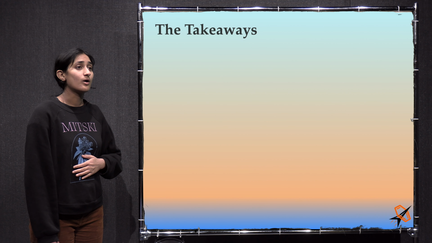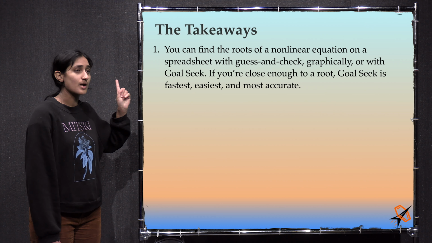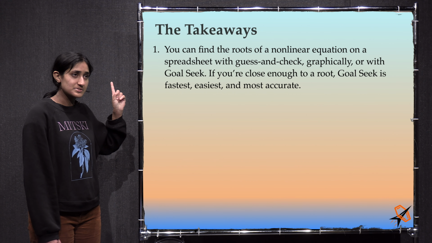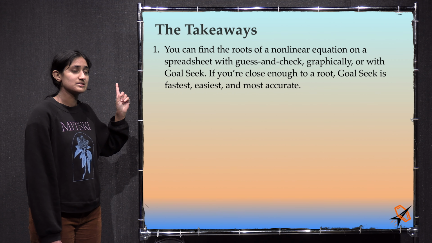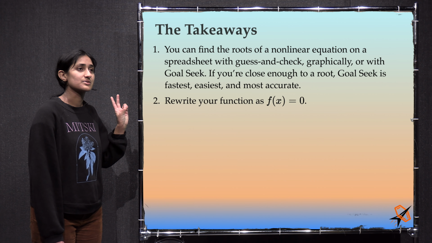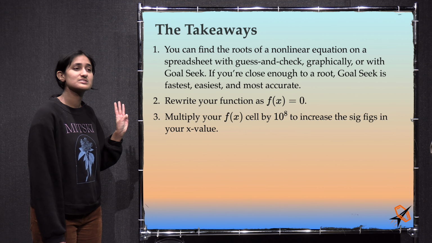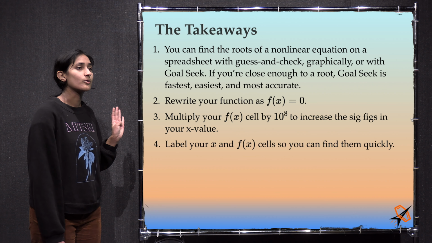The takeaways from this video are: 1. You can find the roots of a nonlinear equation on a spreadsheet with guess and check, graphically, or with Goal Seek. If you're close enough to a root, Goal Seek is fastest, easiest, and most accurate. 2. Rewrite your function as f of x equals 0. 3. Multiply your f of x cell by 10 to the 8th to increase the sig figs in your x value. 4. Label your x and f of x cells so you can find them quickly.